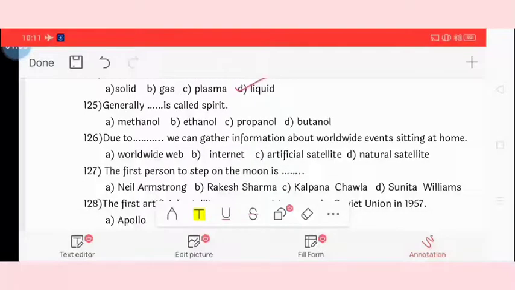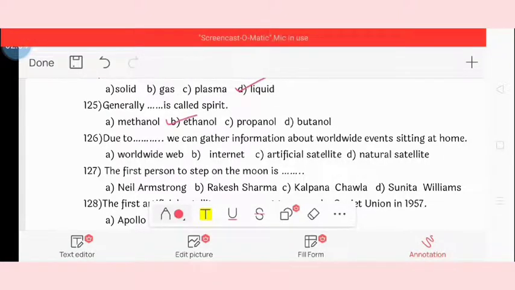Now next question. Generally dash is called spirit. So option B is the correct option. Ethanol is also called a spirit.